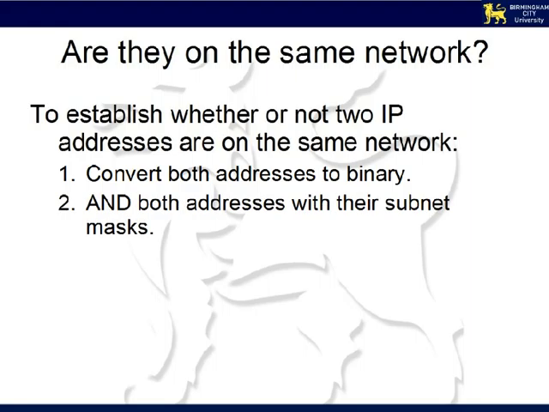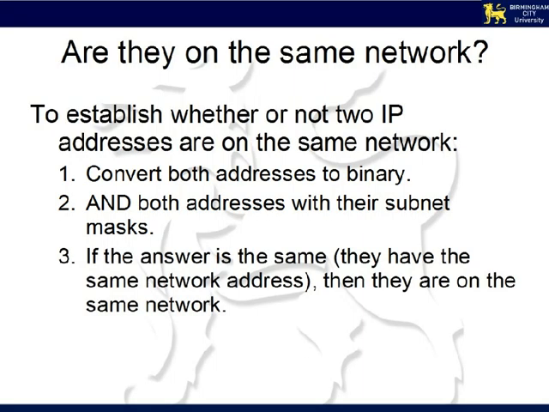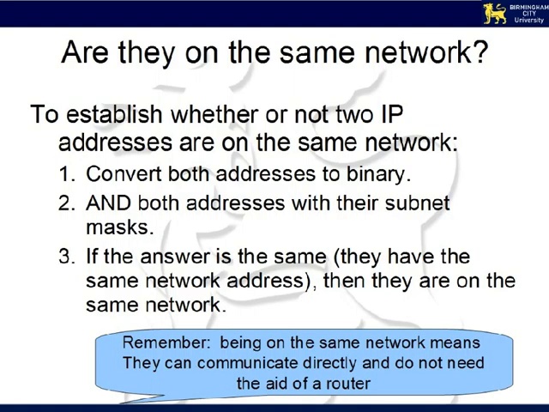As we did previously, AND both addresses with their corresponding subnet masks to create the network address. If the results of this are the same, i.e. the network addresses work out the same, they're on the same network, allowing the computers to communicate directly without the aid of a router. If they're not the same, then they will need the aid of a router to communicate. This means that it will have to be configured to communicate via a default gateway, which must also be configured.